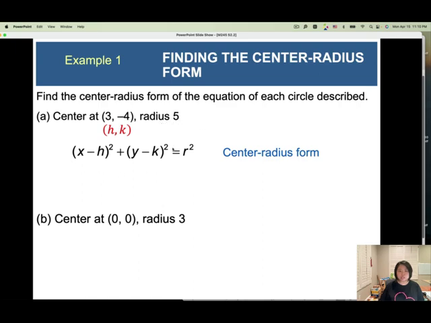So let's plug into this equation. I'm going to put the parentheses here because k is a negative number. Okay, we simplify a little bit. So (x minus 3) squared plus y, negative, negative becomes positive. So (y plus 4) squared equal to 5 times 5, which is going to be 25.